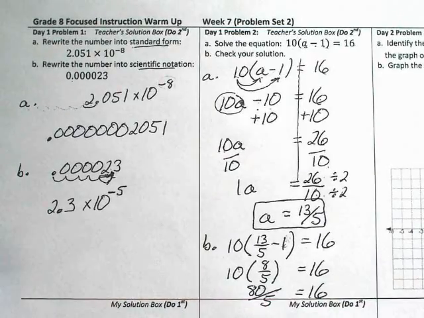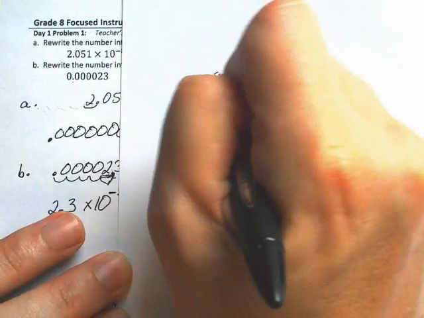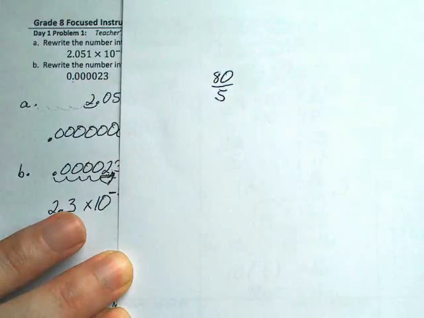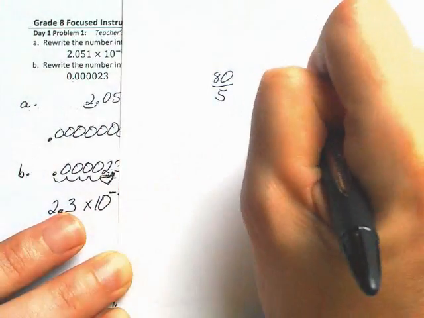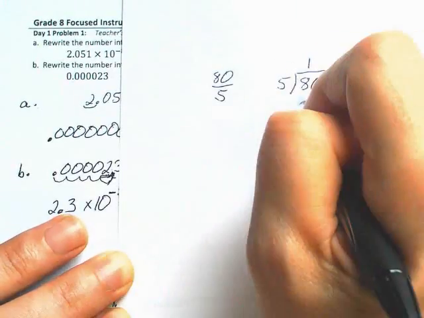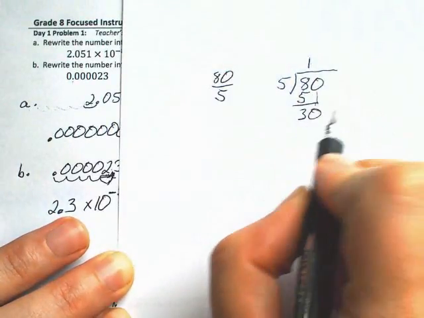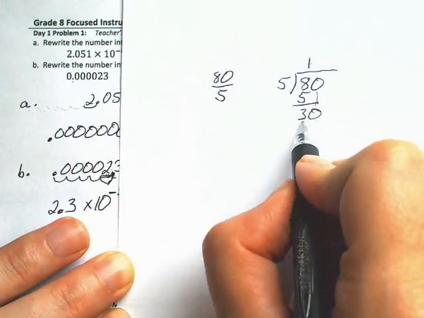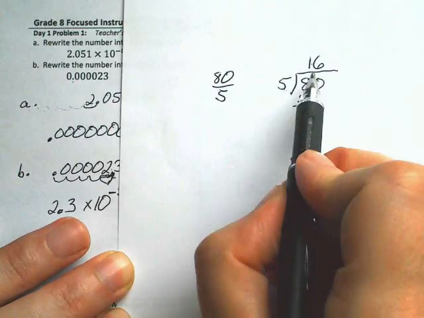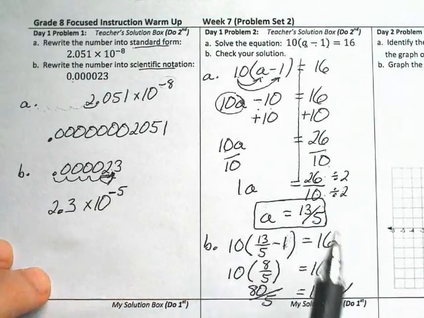Okay. On a piece of scrap paper, 80 divided by 5, is that 16? So 5 divides into 80. 5 divides into 8 once. 1 times 5 is 5. Subtract, 3. Bring down the 0 to make 30. And 5 divides into 30 6 times. 16. And so we wondered, is 80 over 5 equal to 16? It is. This checks, and our answer for a was correct.